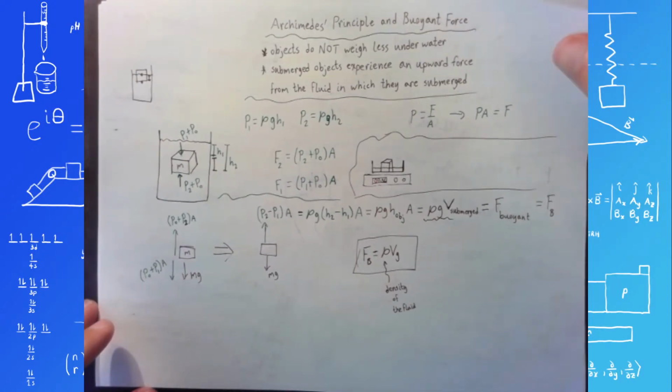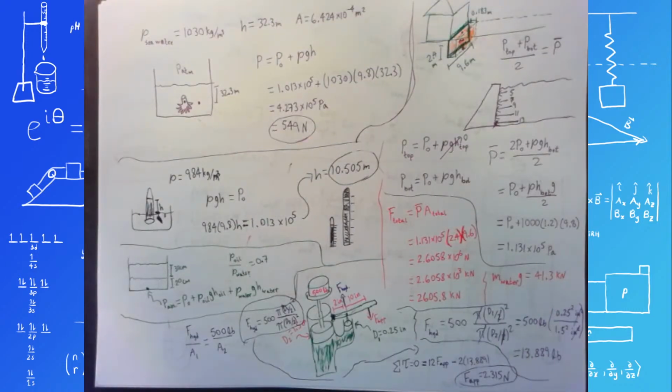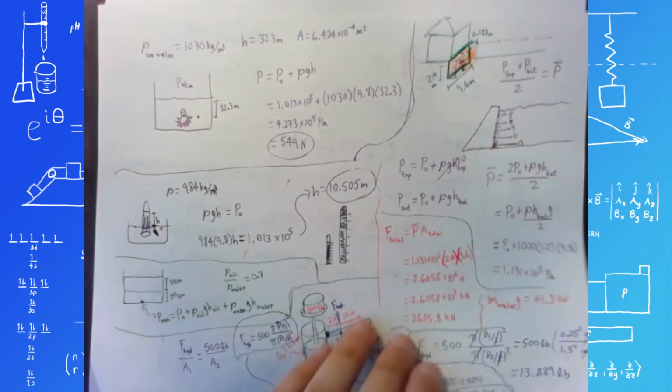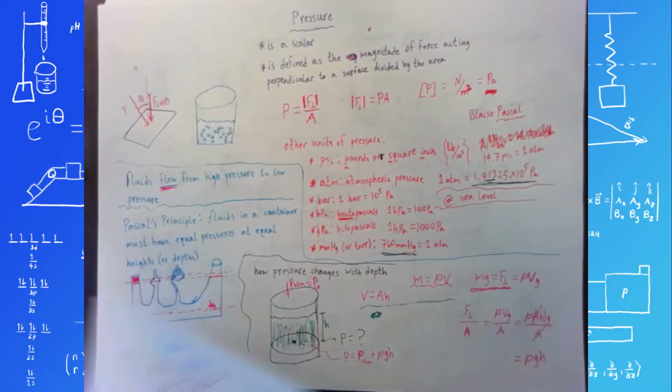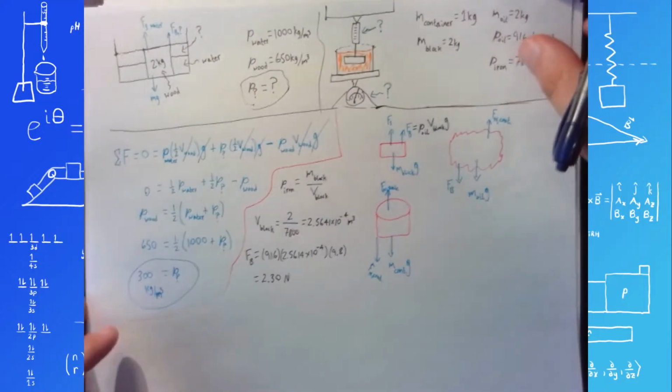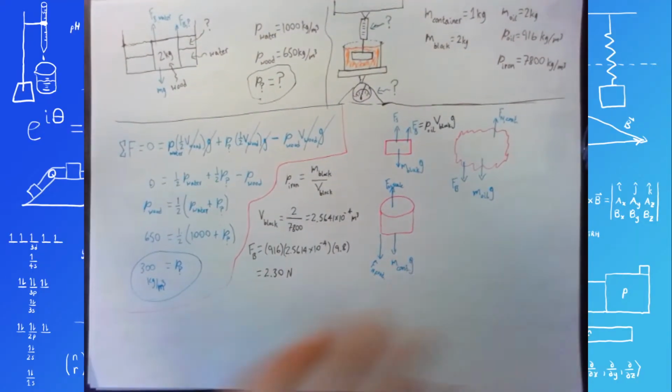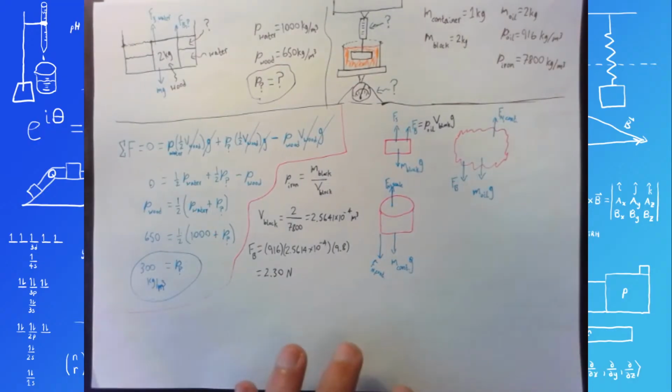Wait. What did I do? Where? There we go. I got my pages mixed up. Anyway, we got the buoyant force as 2.3 newtons. We can get all of the mg's easily.